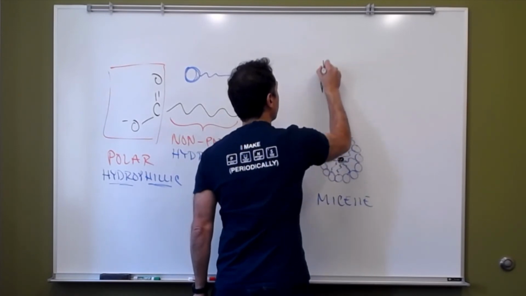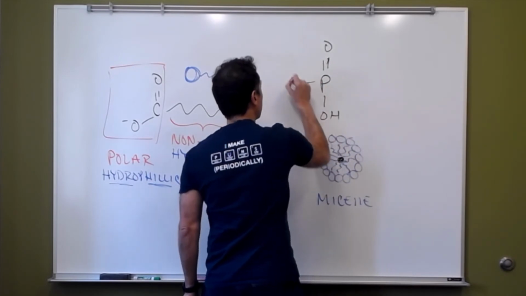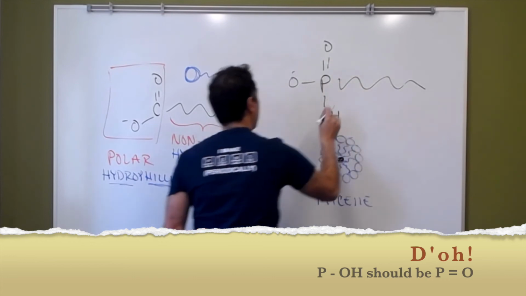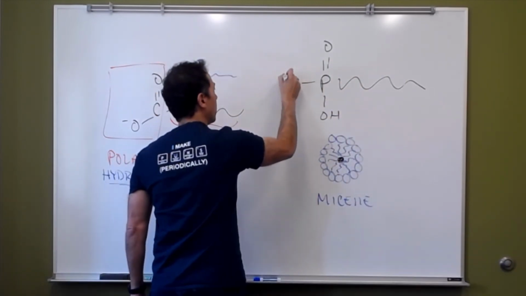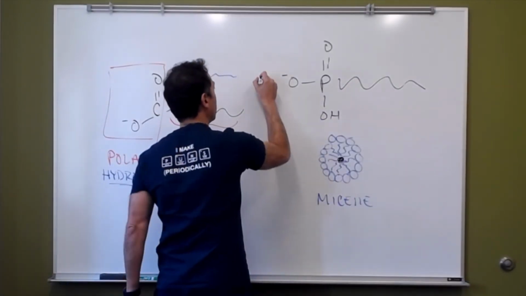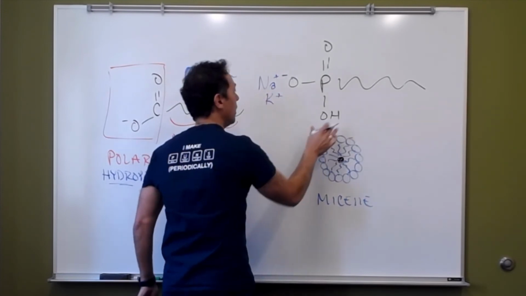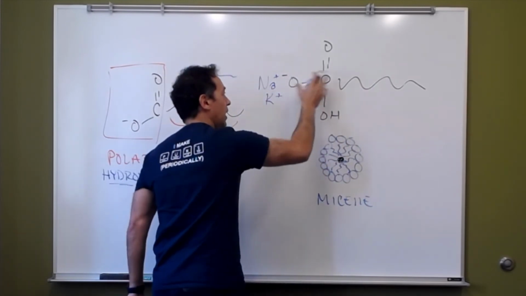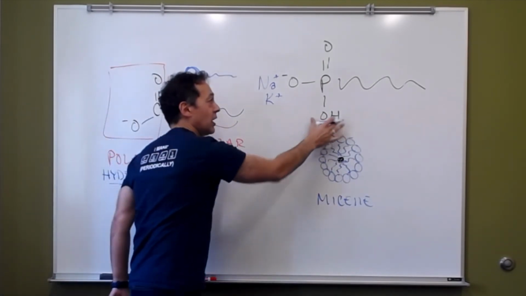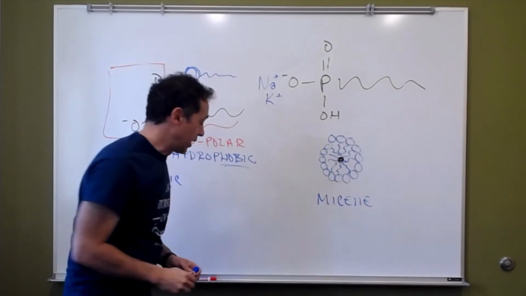So phosphate like this, OH, and then O like this, okay? And then the big long tail like that, okay? And so this right here could have, say, sodium or potassium like that. And so this, with the phosphate head as opposed to the carboxylic acid head, this makes it a detergent.